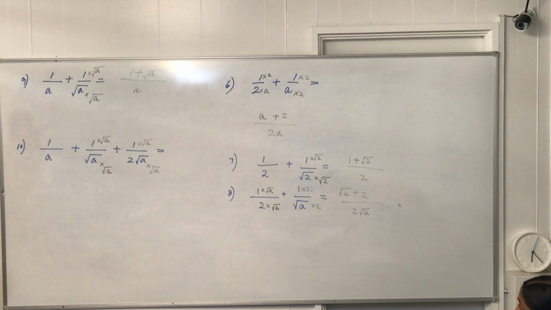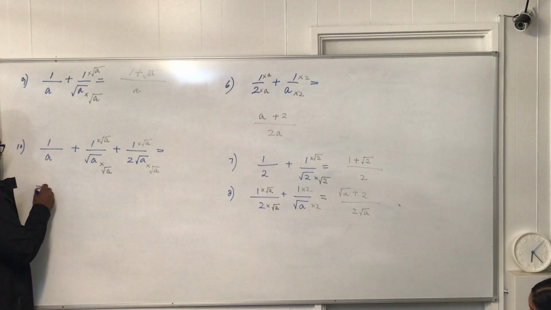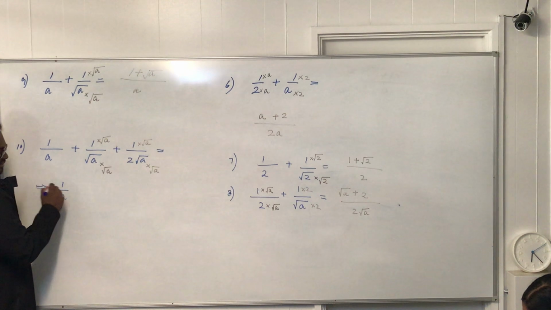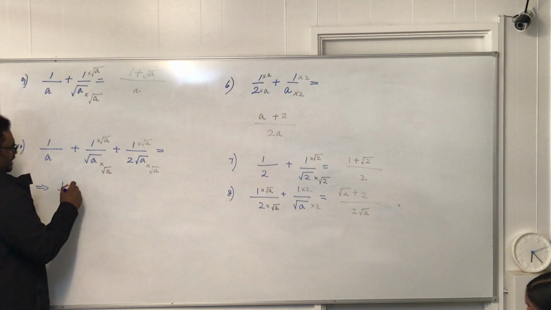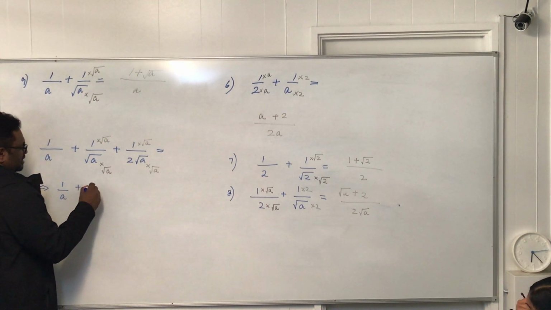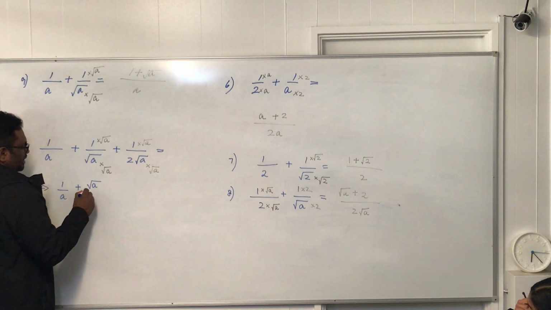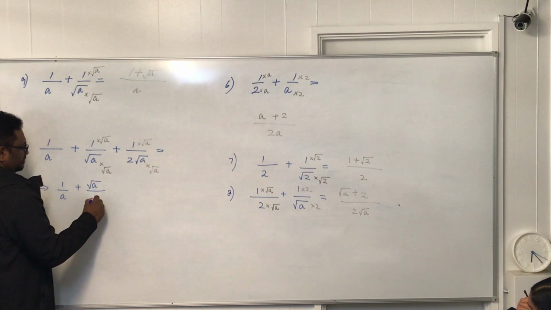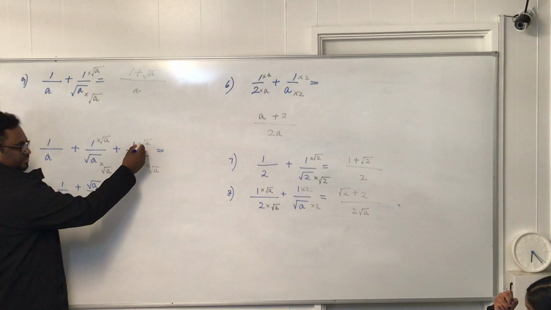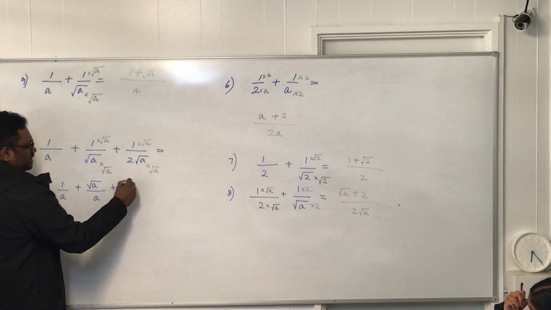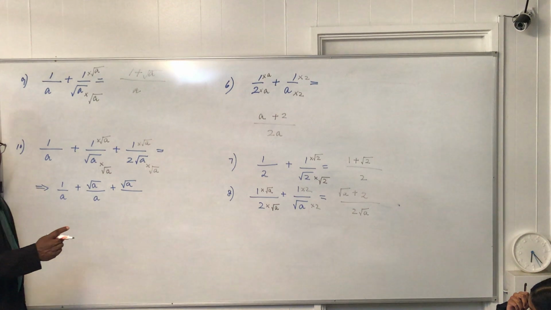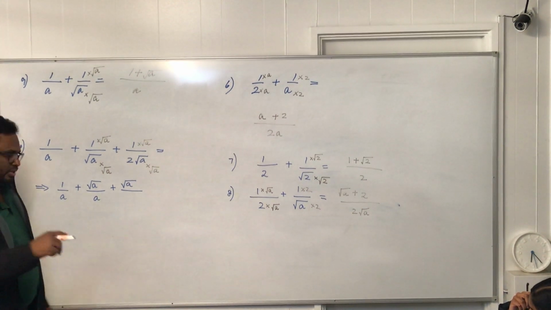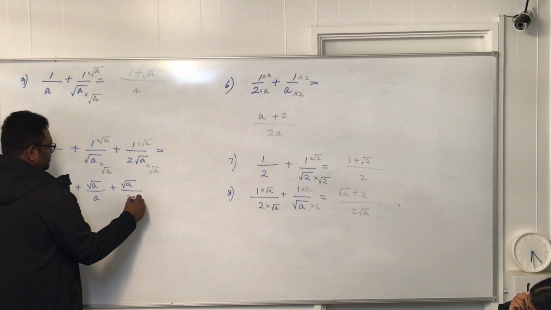Now I'm going to rewrite this one. 1 divided by a plus numerator square root of a. Denominator, what do you have here? A. Here, square root of a. It's all in denominator 2a. Yeah, 2a. Times the other by 2.